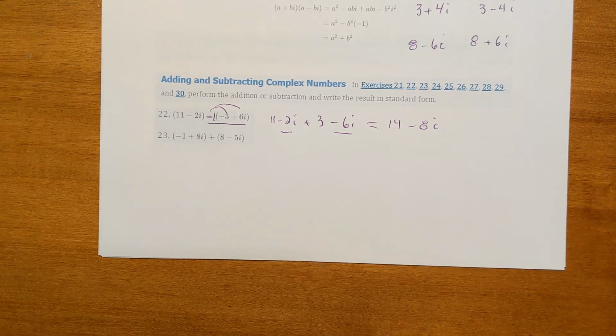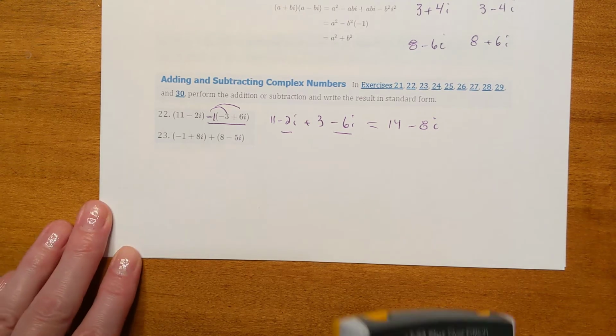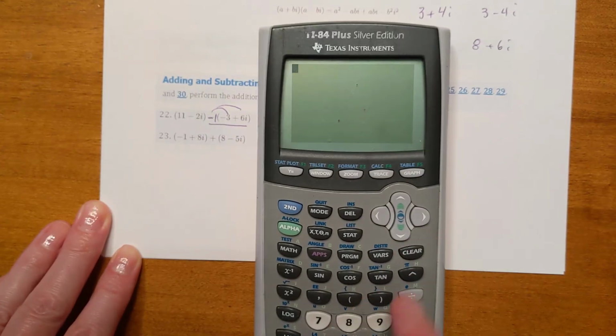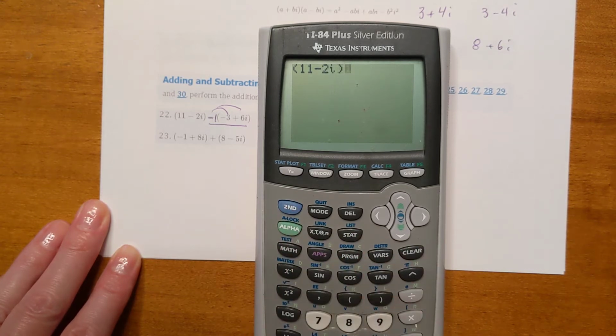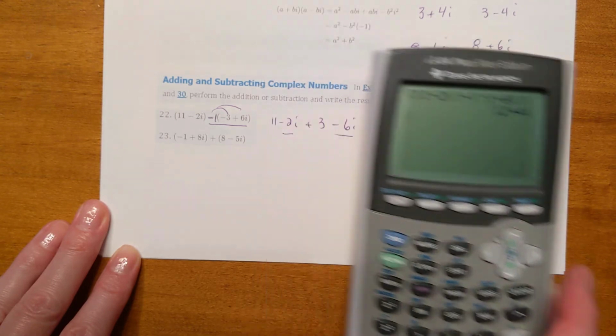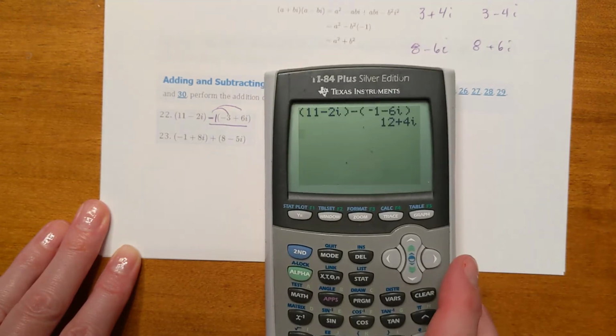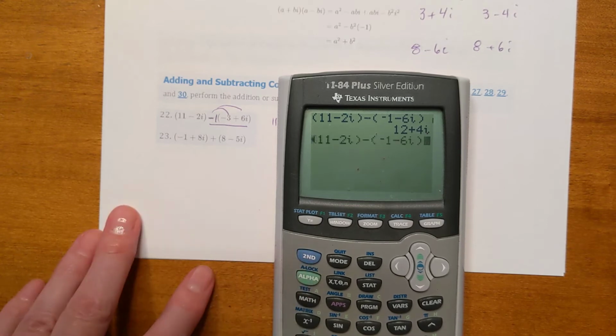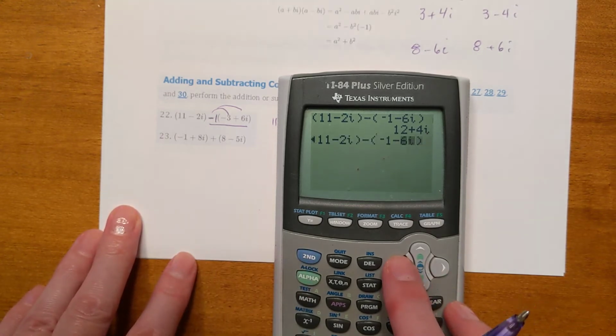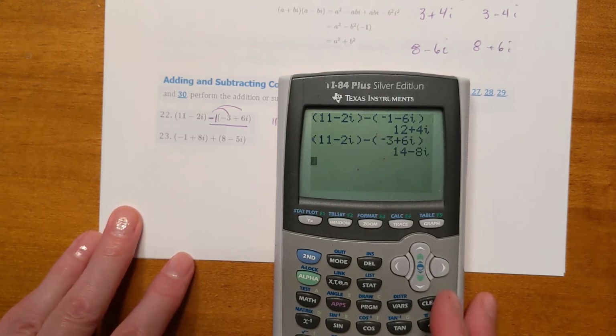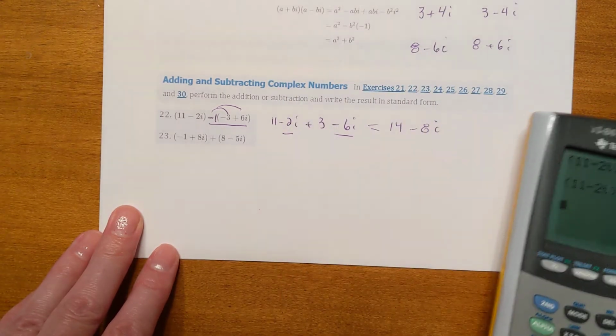And I want to show you the calculator actually will do that for you, which is kind of fun. You can put the whole thing in your calculator and it'll say 14 minus 8i. So we've got 11 minus 2i, and then minus, parenthesis, negative 3 minus 6i, and you get 12 plus 4i. What did I type in wrong? Oh, shoot. So second enter, that was supposed to be a 3. And that was supposed to be a plus. Son of a gun. There we go. So 14 minus 8i. All right.